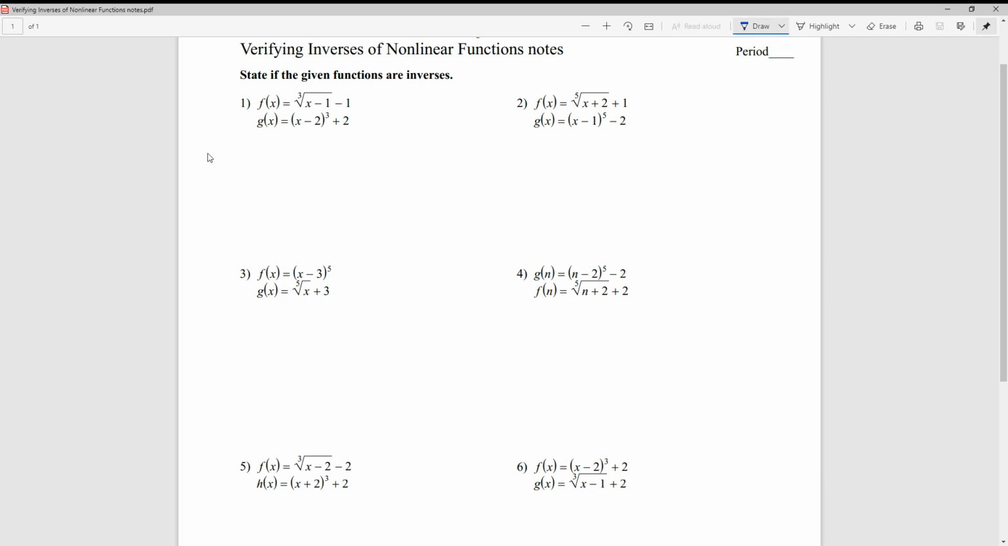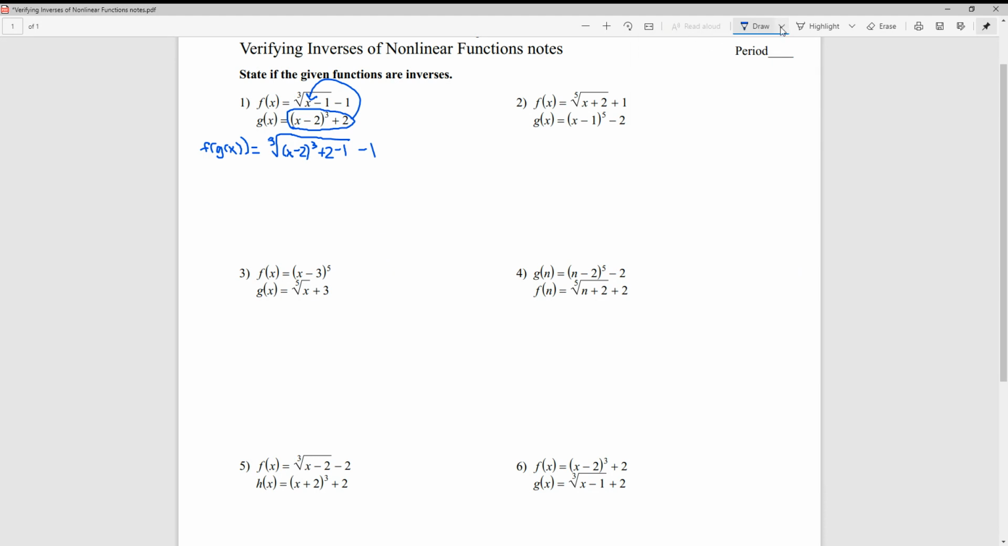So if we're looking at number one, we start this off by finding f of g of x, which means I'm plugging the entire right-hand side of the g function into the x spot in the f function. So that's going to look like f function starts with a cube root. Give yourself lots of room. Instead of x, you're going to do the whole g function, x minus 2 to the third plus 2. And then back to after x is minus 1 inside the root and minus 1 outside the root.